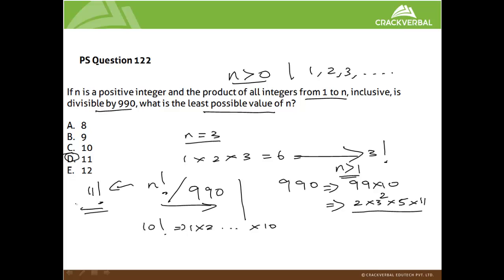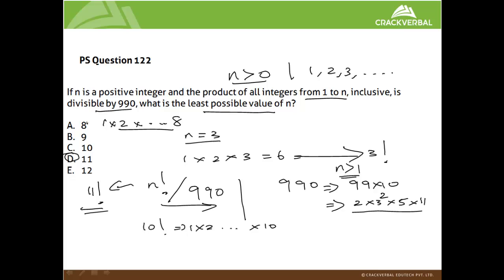You can eliminate all the other answer choices. Otherwise, if somebody is looking for an alternative way, as per the back solving rule, whenever we see a word like minimum, least, lowest, we always start with the least possible value. If we take n as 8, that is 8 factorial, maximum it's going to be 1 into 2 and so on, ending at 8. It will not have 11. We need 11 inside it because 990 has an 11. The maximum prime in 990 is 11.